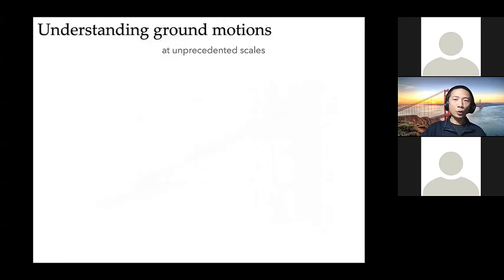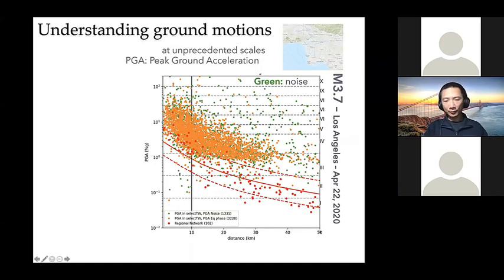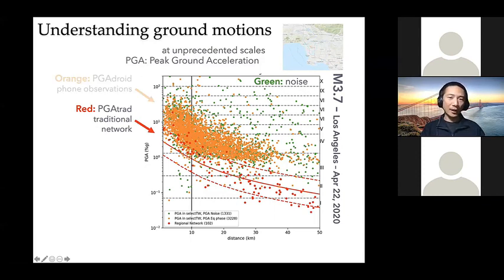And also, trying to understand the ground motion is more important in the Android devices, because what we found is that, this is the distance from the earthquake. This is the amplitude from the earthquake. What you can see is that the traditional seismic network records the shaking amplitude like this, it decays here. And the Android phones actually have a higher amplitude. So we are still trying to understand what this means, why the Android devices actually recorded higher amplitude.